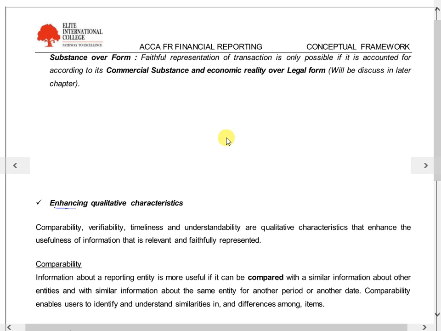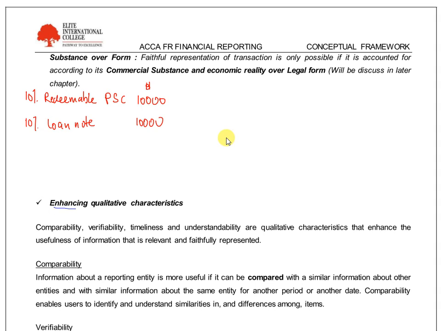First example is redeemable preference share. 10% redeemable preference share capital, 10,000. Loan. Important. Substance over form is the commercial substance and economic reality over their legal form. So we don't look at the legality, we look at the substance. So what do you mean by that?